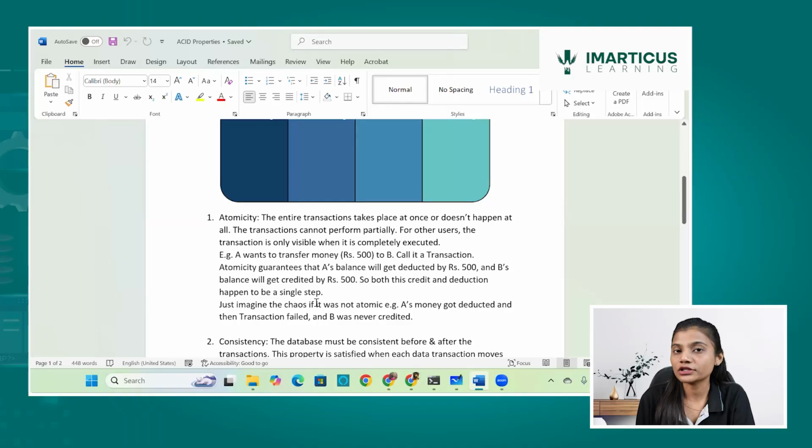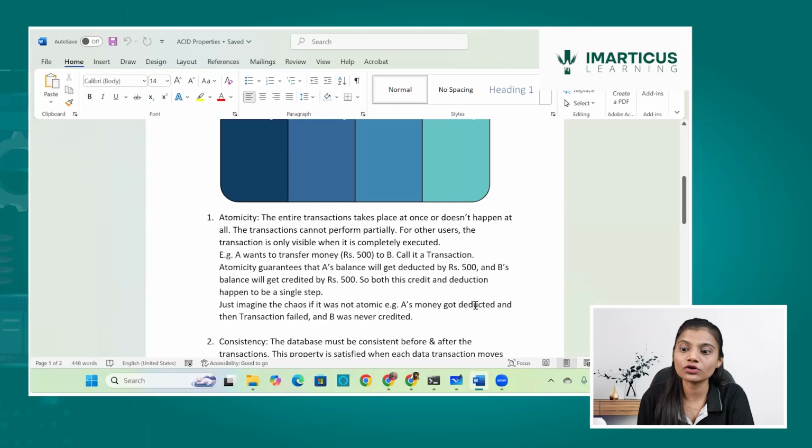So it was not an atomic transaction. Or let's say it got credited to your account but it was never debited from my account. There will be a chaotic situation, and that's why the transaction management system wants the property of atomicity to be maintained. So just imagine the chaos if it was not atomic.